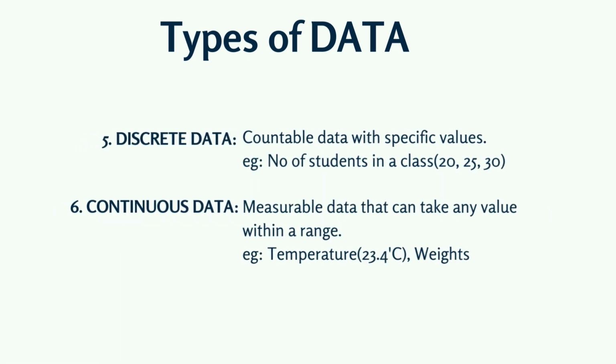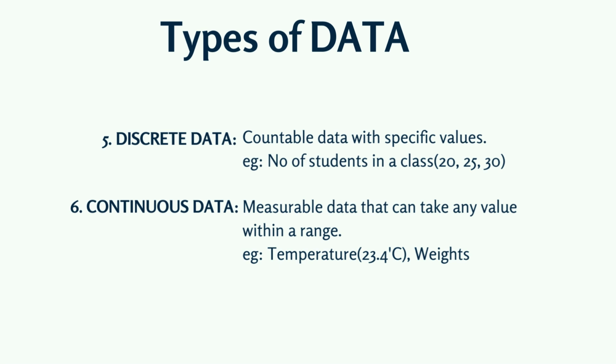Moving on, we have discrete data. This type of data is countable and has specific values, like the number of students in a class, which could be 20, 25, or 30. Another example is the number of pets. Someone has one dog, two cats, and so on.